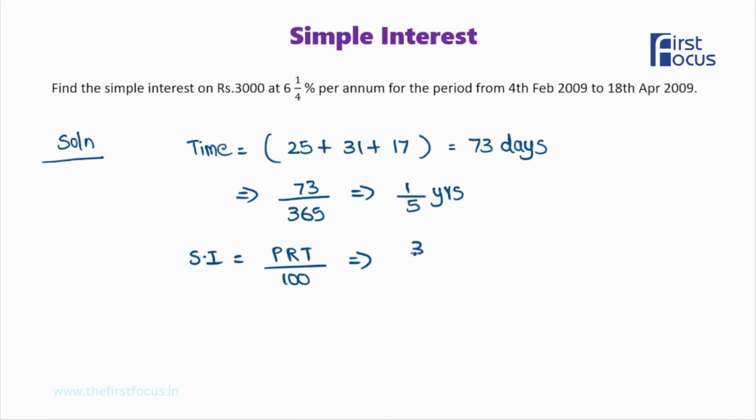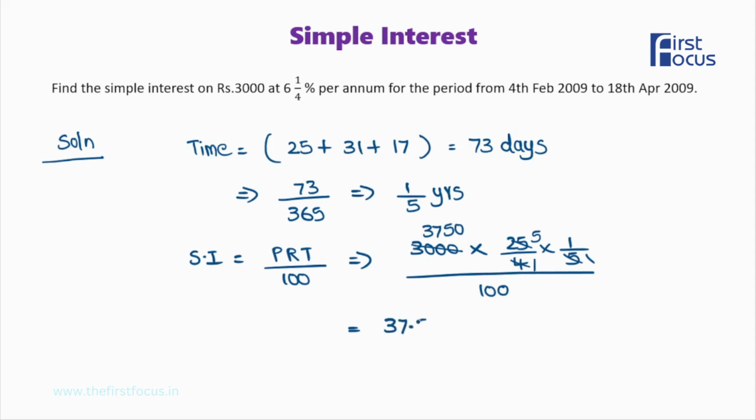Substituting the values of principal amount 3,000, rate percent 25/4, and the time period 1 divided by 5, the whole divided by 100, then we have to do the cancellation. 5 times 5 is 25, and on 4, 3,750, we got 37.50. So the simple interest for 3,000 at this rate for this period is rupees 37.50 paise.